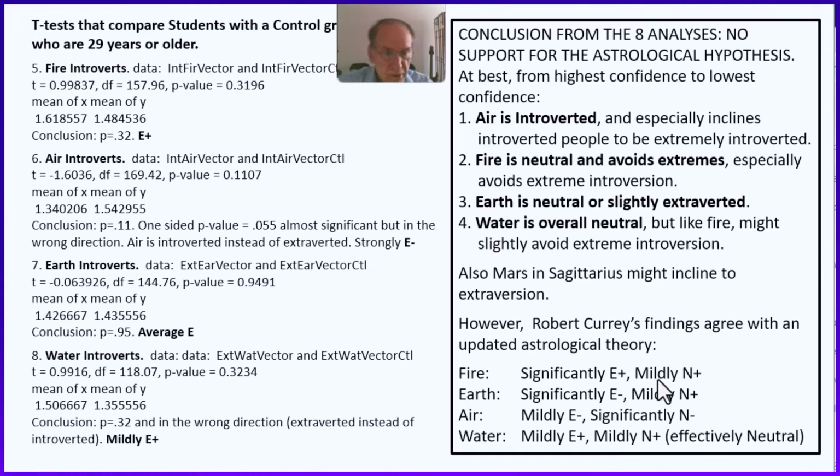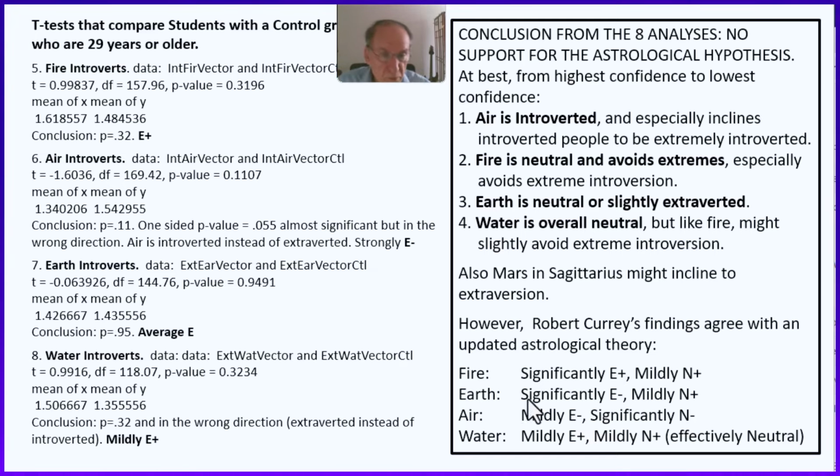And here is the breakthrough that Robert made: it's not as simple as astrologers say. Air, he found, is mildly introverted, which is also what I found. So there is some consistency in the findings. We both find that air is inclining to introversion, opposite to what is expected. So there's a consistency. Maybe air is introverted.